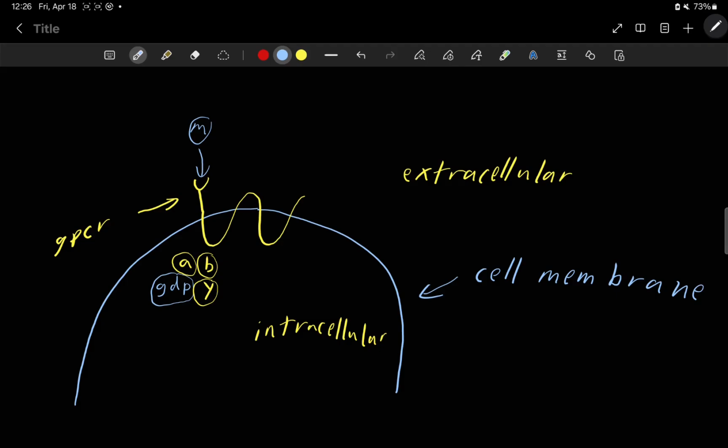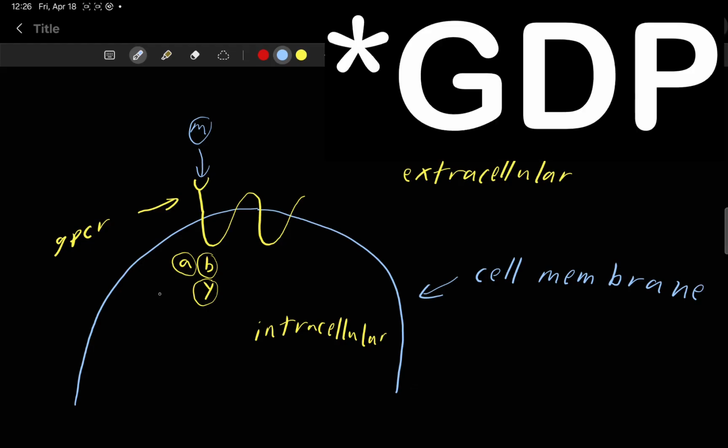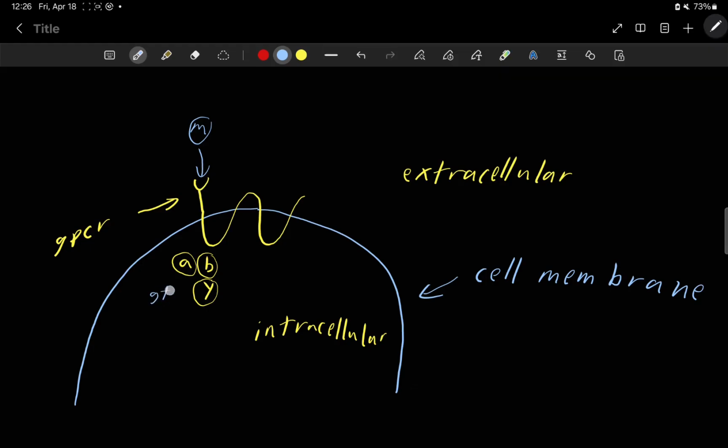Now when it does this, this induces your GDP to leave your G protein. So your GDP goes away, and now it gets replaced with something new. Something we mentioned before, your GTP, guanosine triphosphate. It comes and binds to your G protein. So now you have a new complex: alpha, beta, gamma, and GTP.